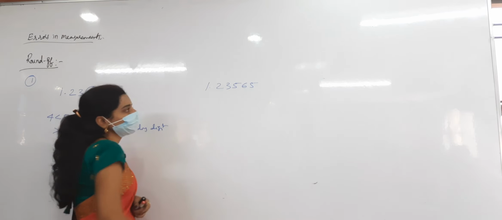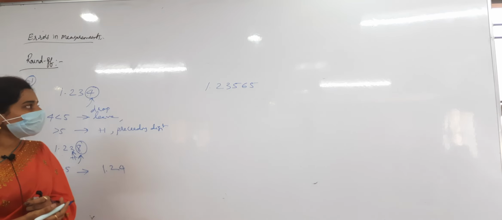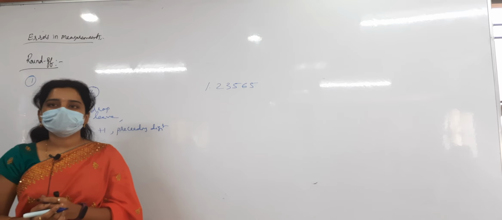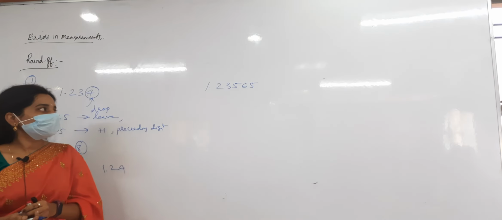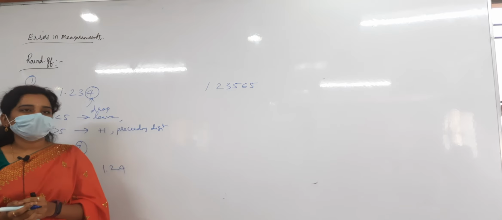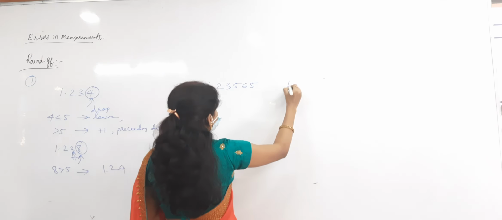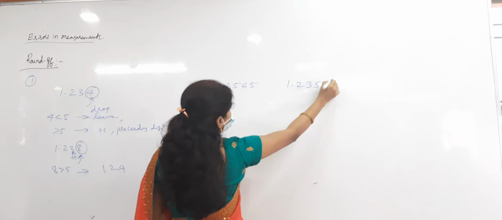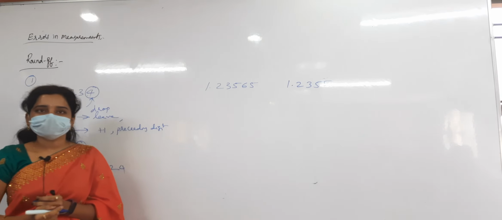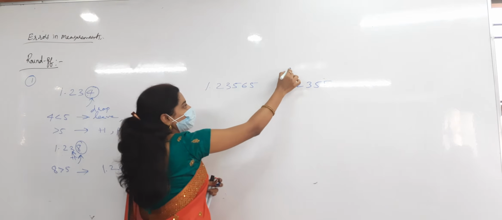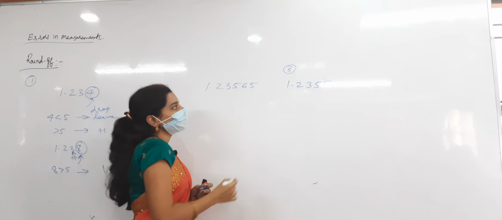Then for example, if I say we are having the number 1.23565, round off to 5 significant figures. 1, 2, 3, 5, 6. 6 will come. Let me take another number, 1.2355. 1, 2, 3, 6. Now I said to round off for 3 significant figures. 3, no, 4.